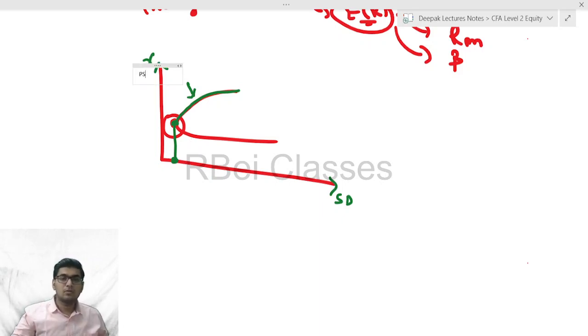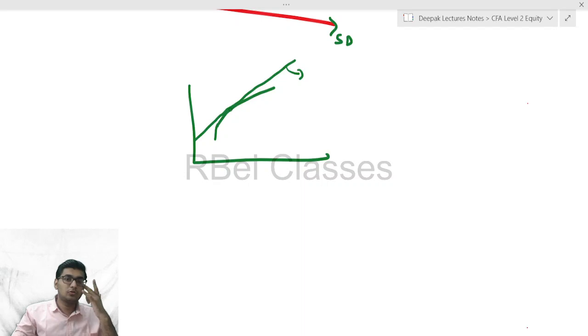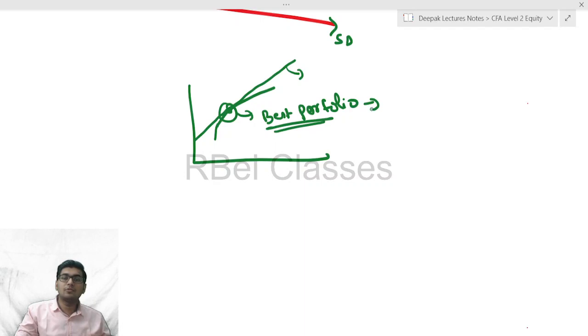Clear? Till now we are discussing only the risky portfolio, because you see that there is a risk in this. You cannot define any portfolio which is risk free, because a risk free portfolio will lie on the y axis. Clear? So we are now going to combine this efficient portfolio with the risk free asset, and this portfolio will be your best portfolio from a risk and return perspective.